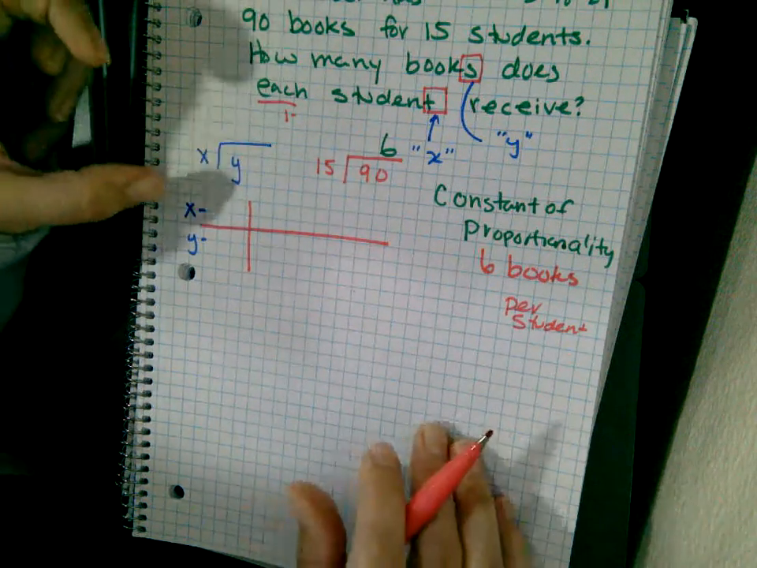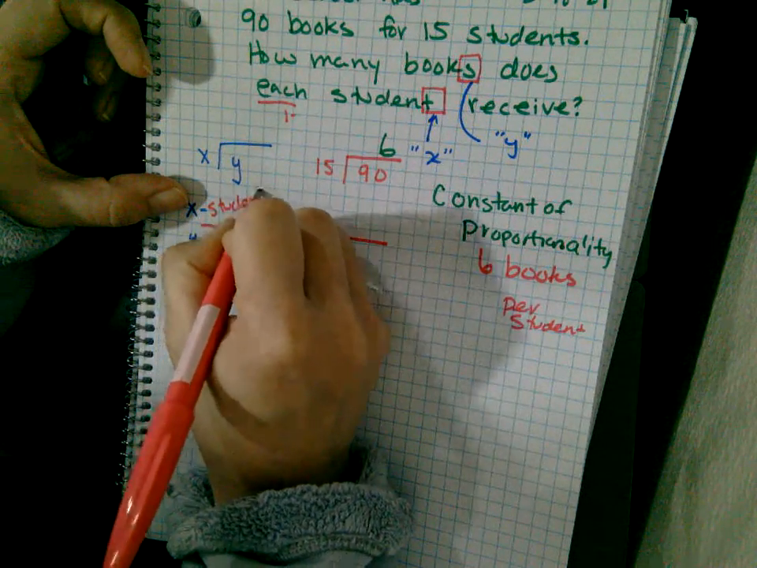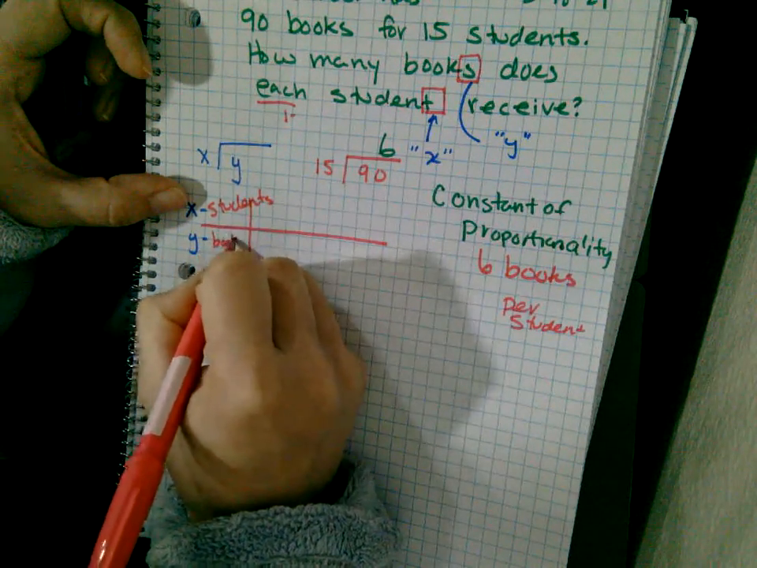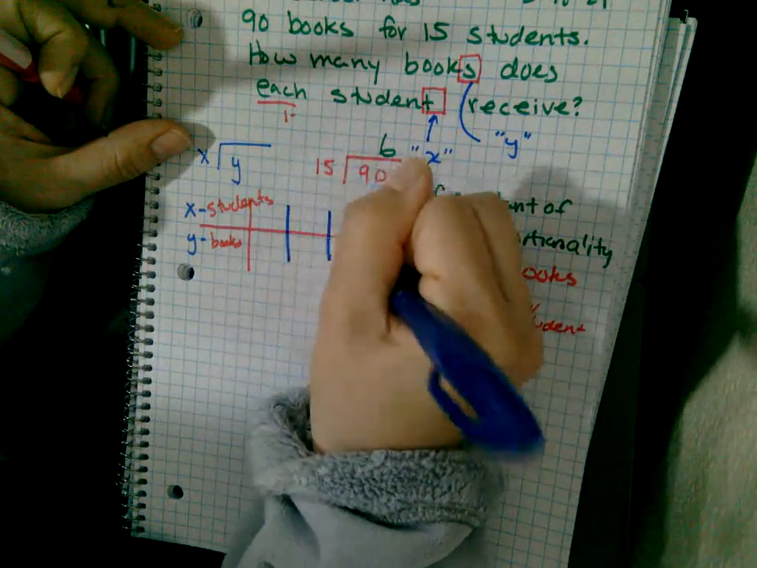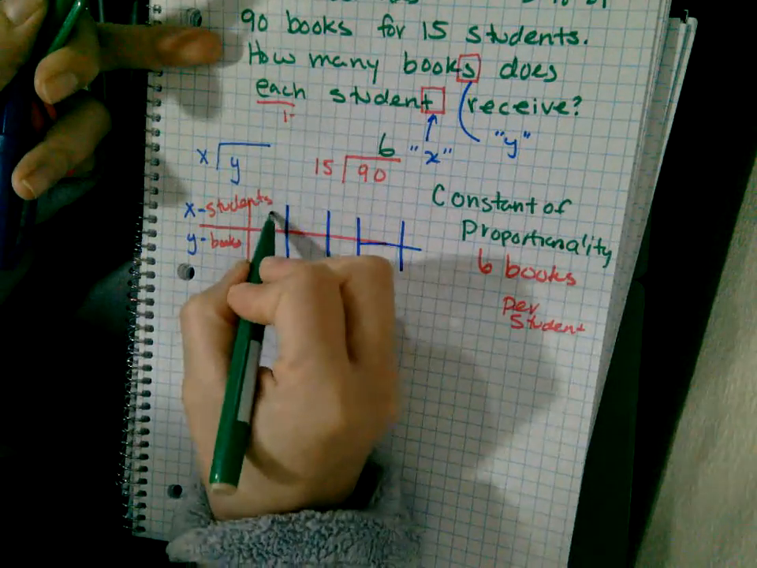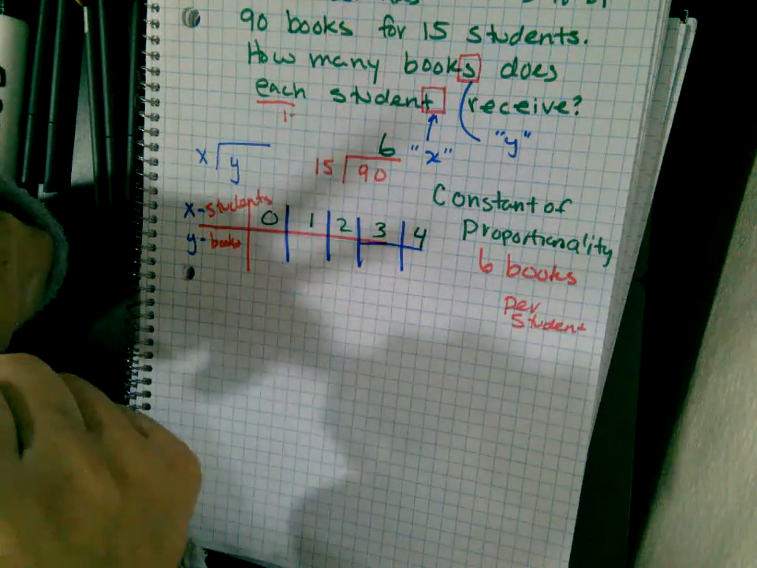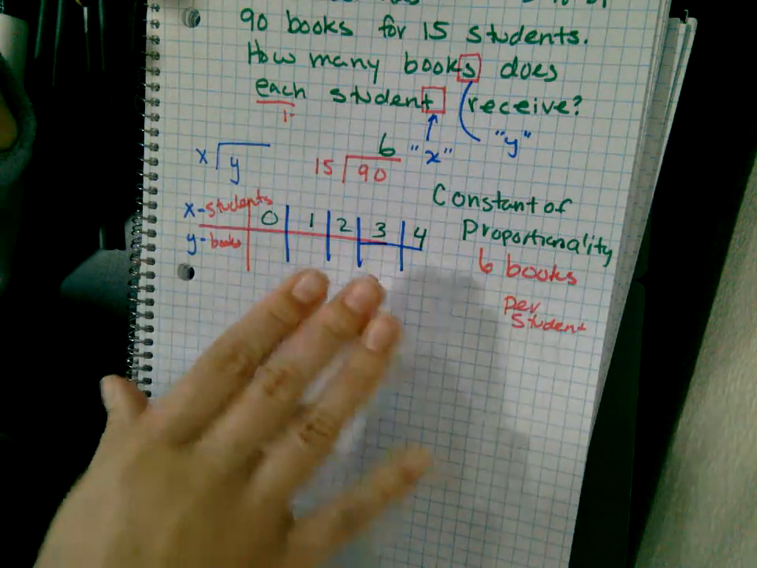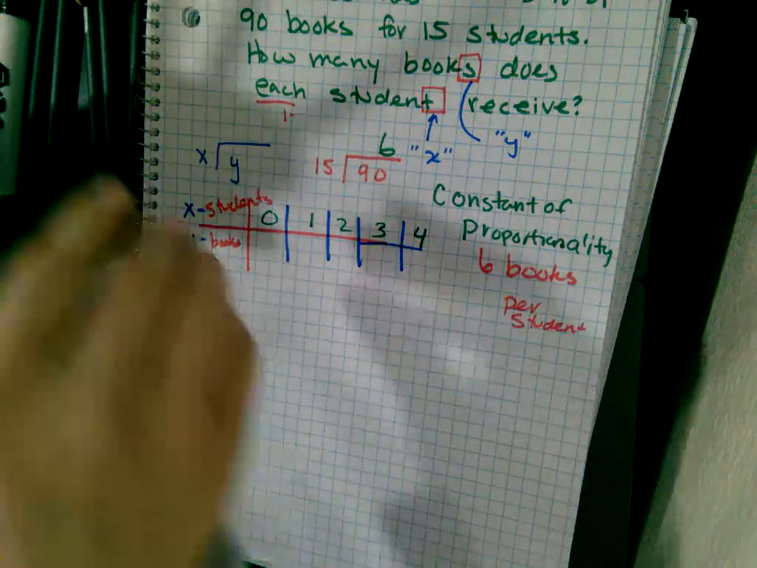All right. So X is students. Y is books, right? And I've been telling you, if you create your own table, just do 0, 1, 2, 3, maybe a 4. You know, however big your table is. Don't get all complicated, kids. Just do 0 through 4, okay? Just simple.